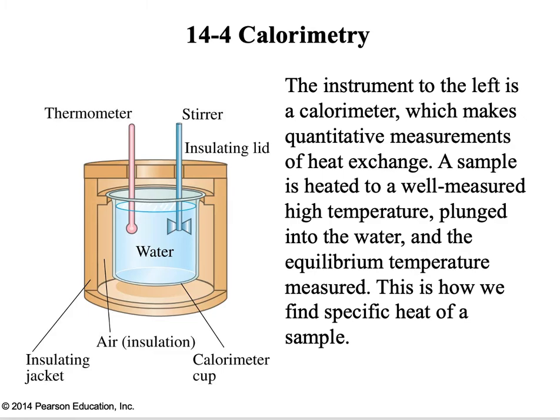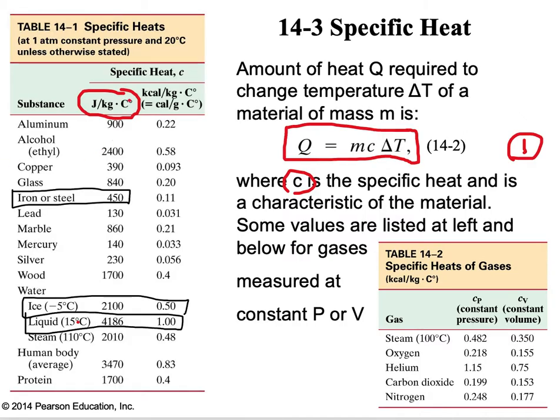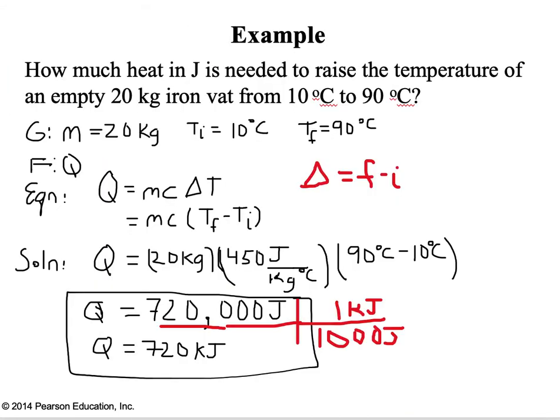Once we find the specific heat of a sample, we fill it in this table on the left based on the body that we are using as our substance in our calculation of specific heat. Let's look at a particular example. We want to find out how much heat is generated in units of joules to raise the temperature of an empty 20 kilogram iron vat from 10 degrees Celsius to 90 degrees Celsius.